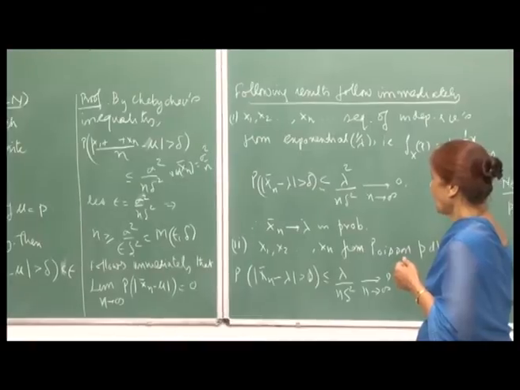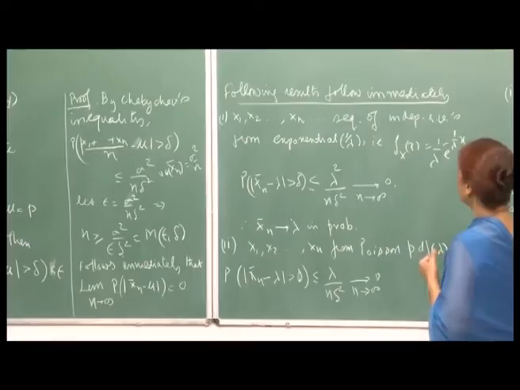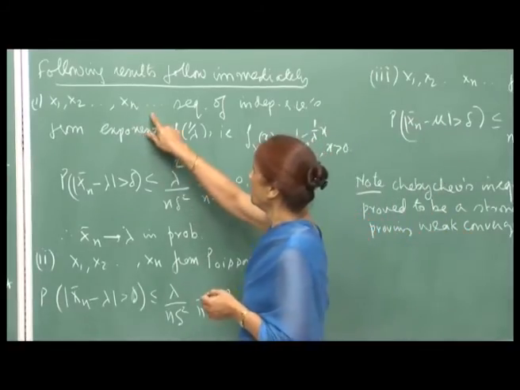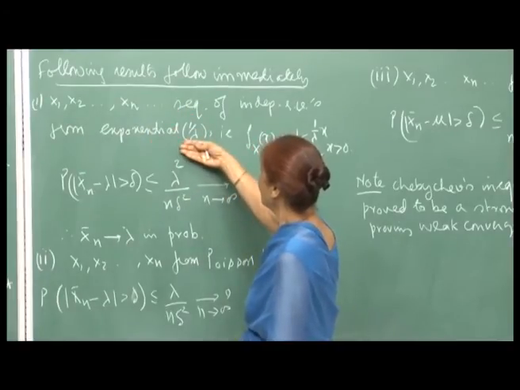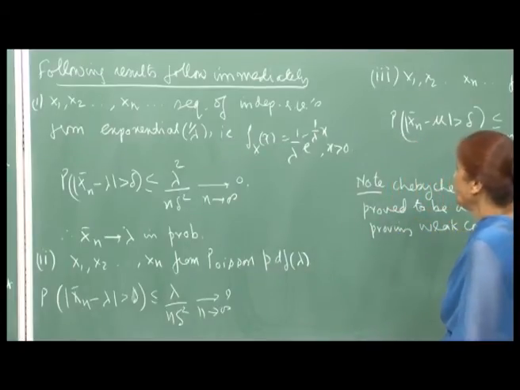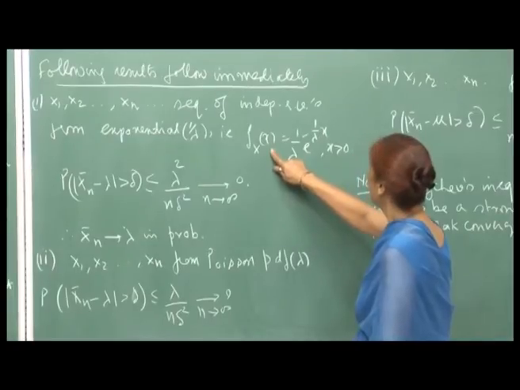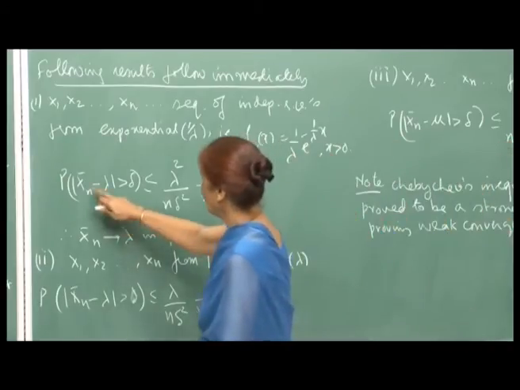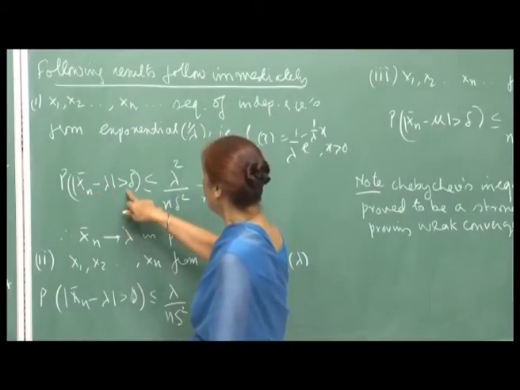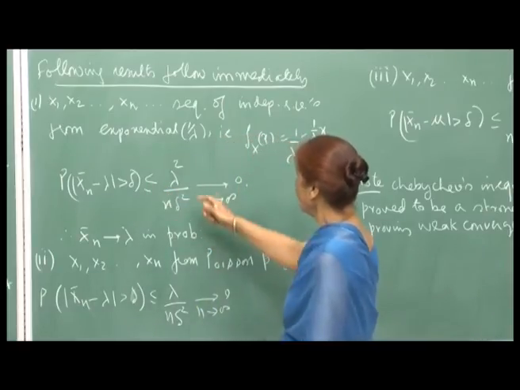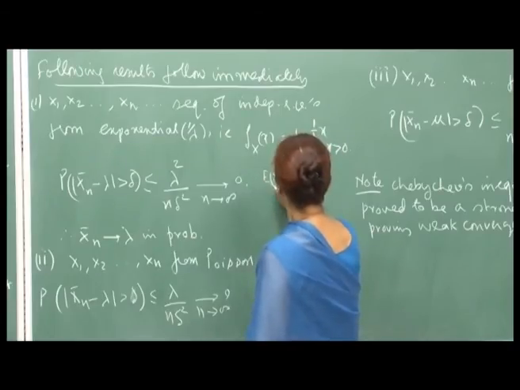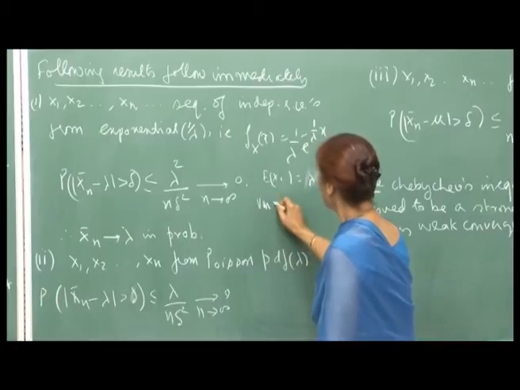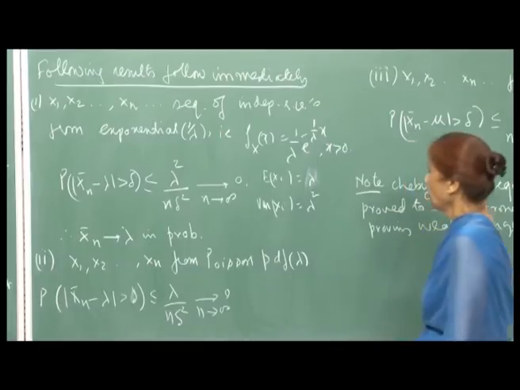So, we can now look at these examples to see the application of the weak law of large numbers. For example, if your sequence is from an exponential with parameter 1 by lambda, that means they are independently identically distributed random variables, samples taken from an exponential distribution whose PDF is 1 by lambda e raised to minus x by lambda for all x positive. Then, if you take X n bar, the probability that X n bar minus lambda in absolute value is greater than delta would be less than or equal to, again by Chebyshev's inequality, because here the expected value of X i is mu, which is lambda, the mean parameter, and the variance of X i is lambda square for the exponential distribution.